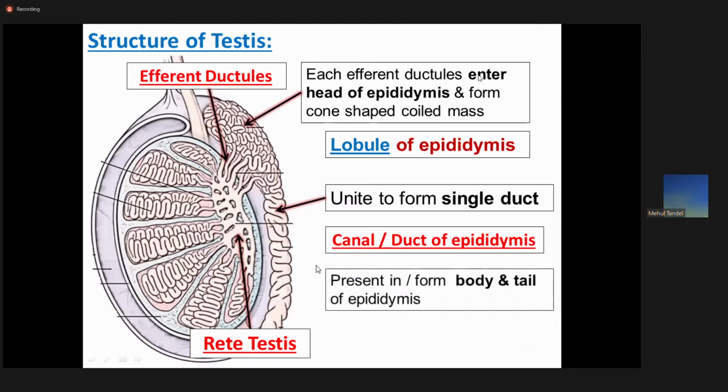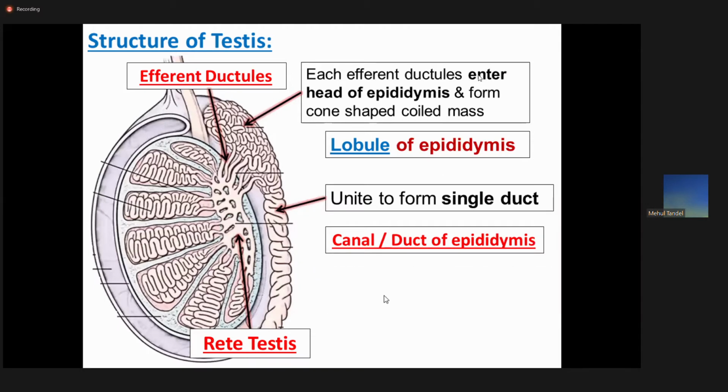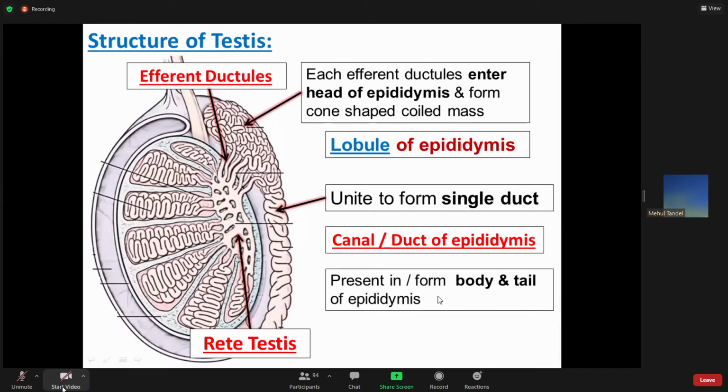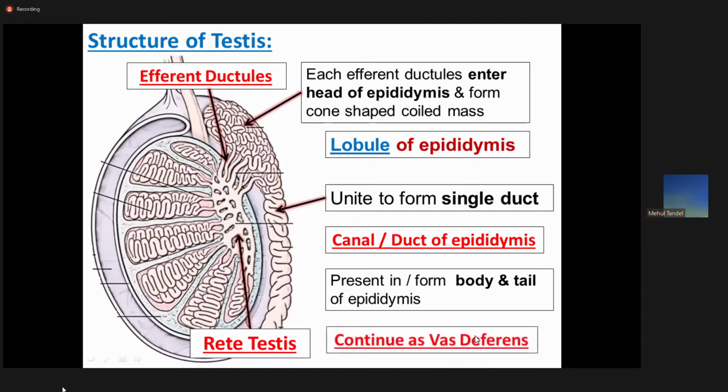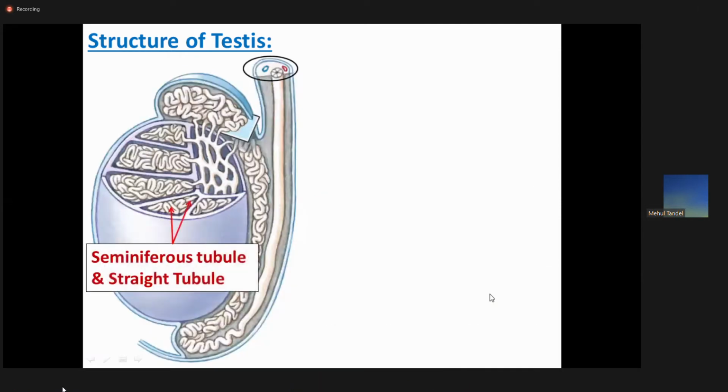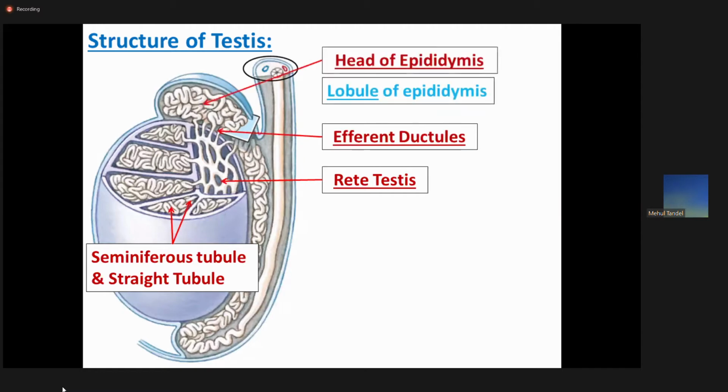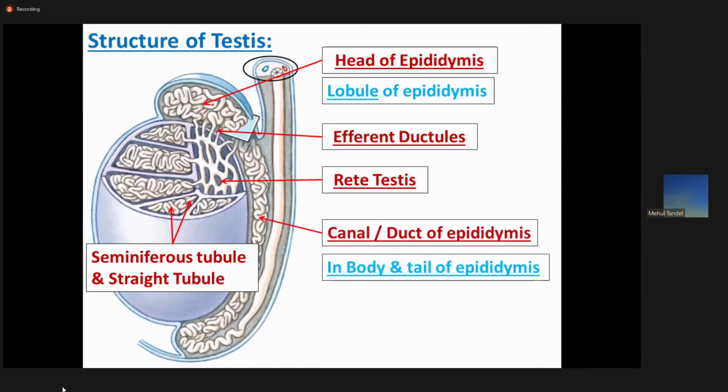This canal and duct form the body and tail of the epididymis, and finally continue as the vas deferens. So the same thing: the seminiferous tubule and straight tubule that are in the mediastinum testis form the rete testis; at the upper end, efferent ductules enter the head of the epididymis and form the lobules of epididymis. Then they unite to form the canal and duct of epididymis, the body and tail, and finally continue as the vas deferens. So this is, we can say, the course of tubules inside the testis.